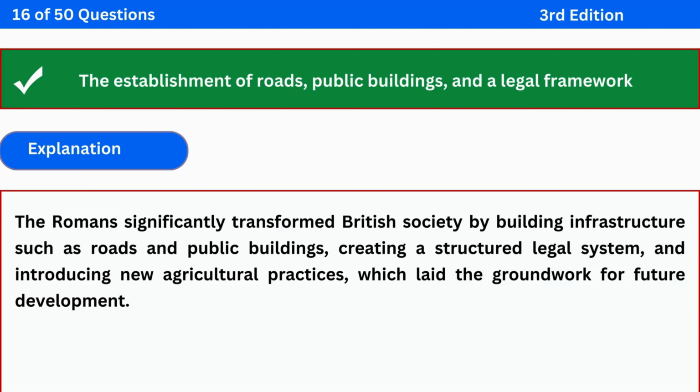The correct answer is the establishment of roads, public buildings, and a legal framework. Explanation: the Romans significantly transformed British society by building infrastructure such as roads and public buildings, creating a structured legal system, and introducing new agricultural practices, which laid the groundwork for future development.